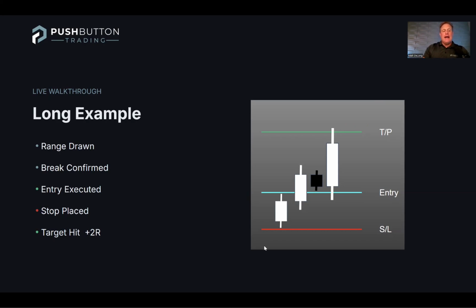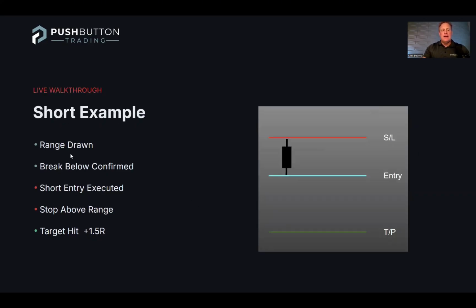You guys ready to look at another example? Our next example is a short example, okay? Same thing. We got our high and our low. In this case, in case you get confused, you always want price action to go towards your green line, okay? So towards the green line.